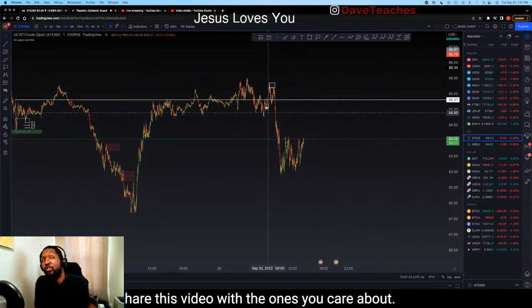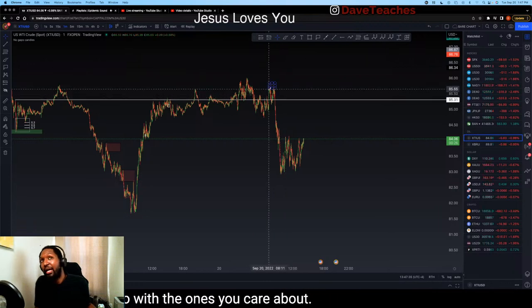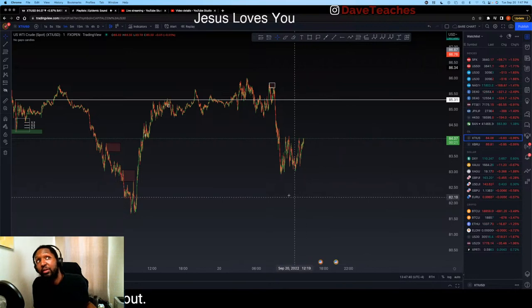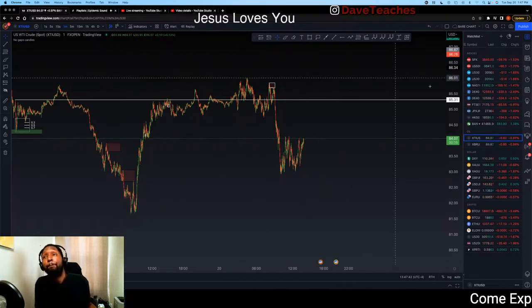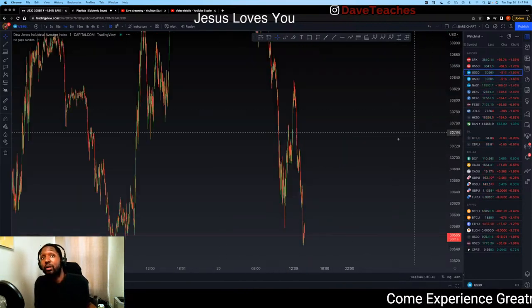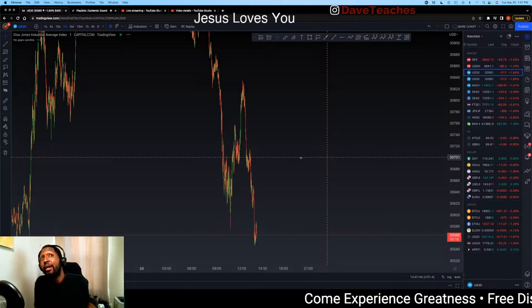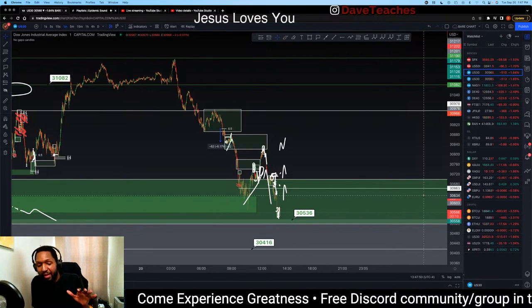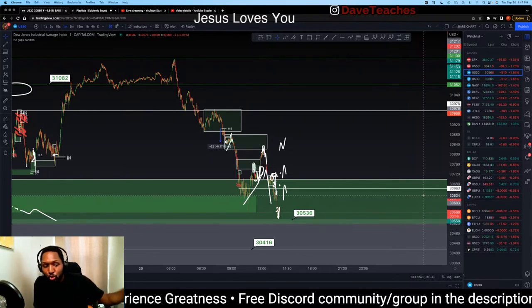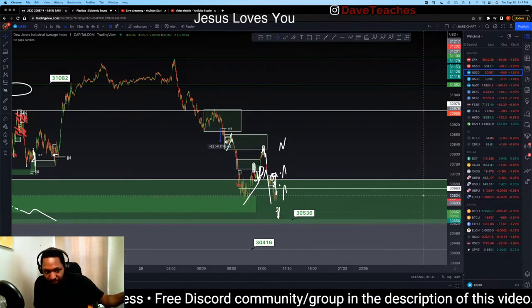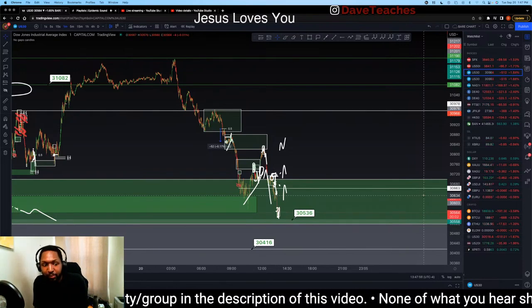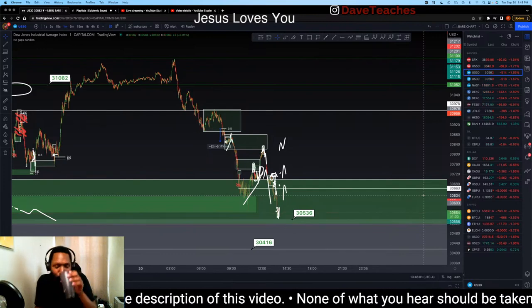Oftentimes we try to get back within the area that we fell out of, and then you should start looking for your shorts to continue. So that's what I see happen on US 30 and on a lot of these pairs that trend. Let me clarify that: this happens on trending pairs. Okay, guys? Trending pairs.